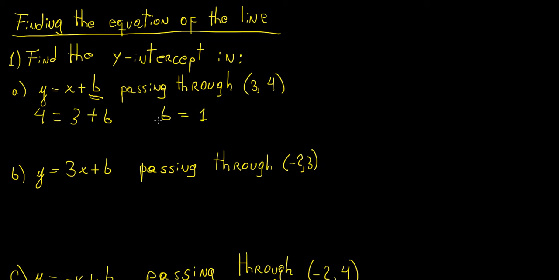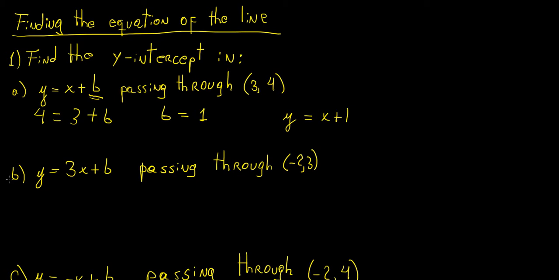So that's going to be the y-intercept, and then we can rewrite this equation as y equals x plus 1. And we can always check that that's the case, because if we plug in the values again, if we put 3 into x here, that becomes 3 plus 1, which is 4, and that's correct.